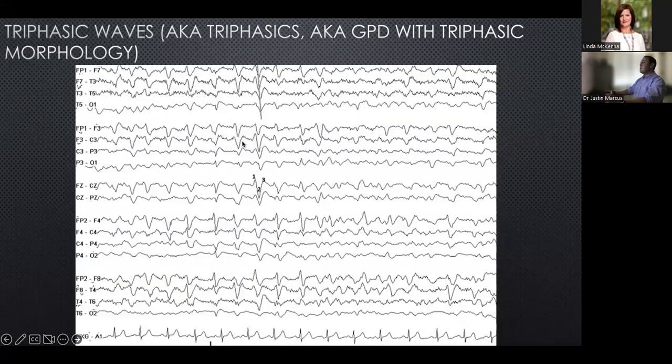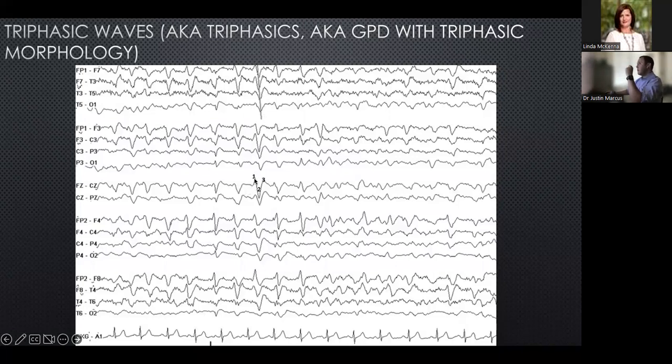Okay. You might have heard of these things called triphasic waves. There are numerous names just to confuse you. They're also called triphasics or generalized periodic discharges with triphasic morphology. These are seen in a variety of metabolic encephalopathies, classically hepatic, but they can be seen really with anything. The characteristic feature here is that you see a discharge anteriorly, and as time goes on, there's a bit of a lag. This is called an AP lag, anterior posterior lag, classic for triphasics.